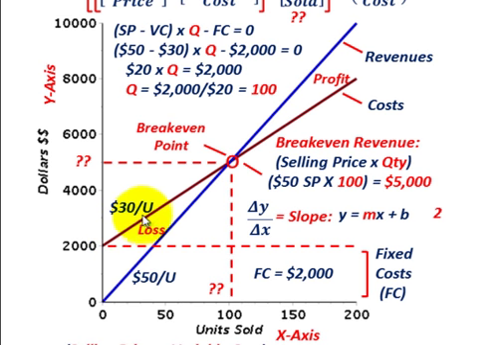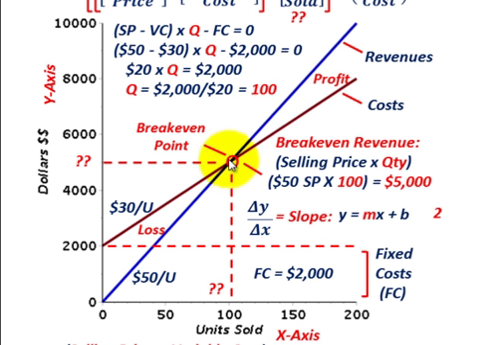So with our costing line, we're only going up at $30 per unit, but we started out at $2,000. It has less of a slope than our revenues line, so it's going to intersect at some point. Our revenues are going to equal our costs at that point. So that's what we want to calculate.